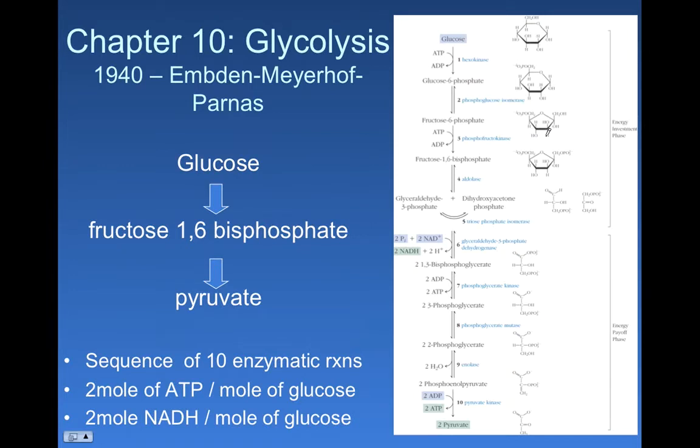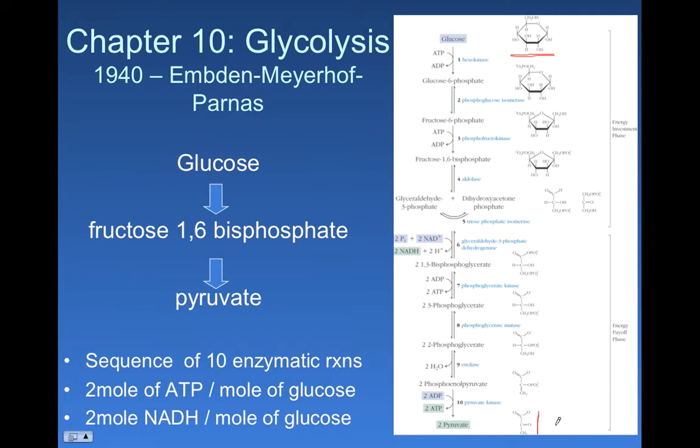And what else are we doing to it chemically? Well, if we look at glucose up here, it's got a lot of alcohol groups attached to it. And if we look at pyruvate at the end, it's got a lot of carbonyls attached to it. So we are lysing glucose, and we're also oxidizing glucose.